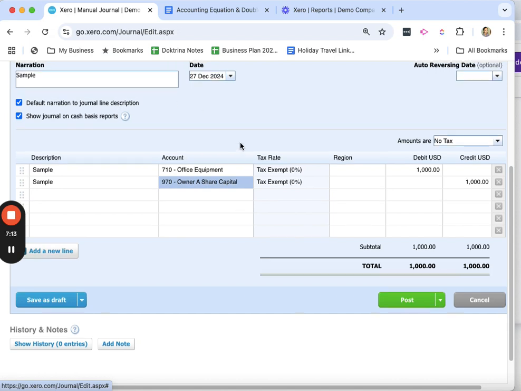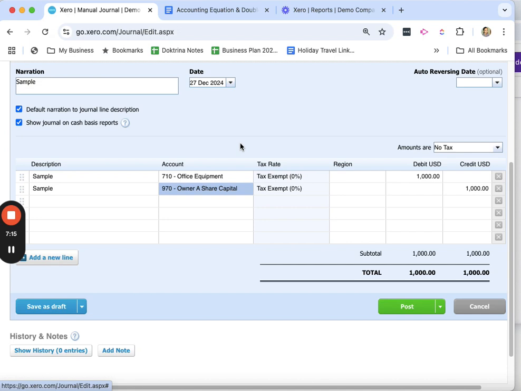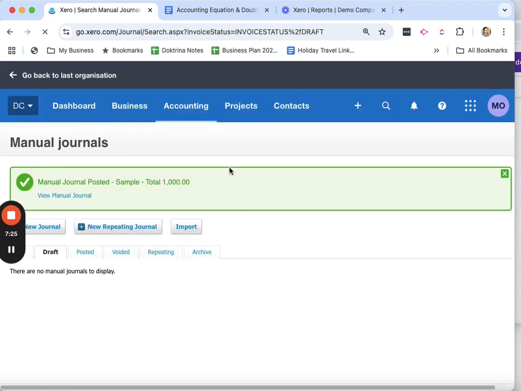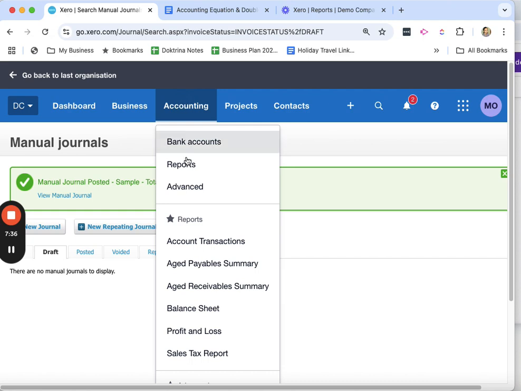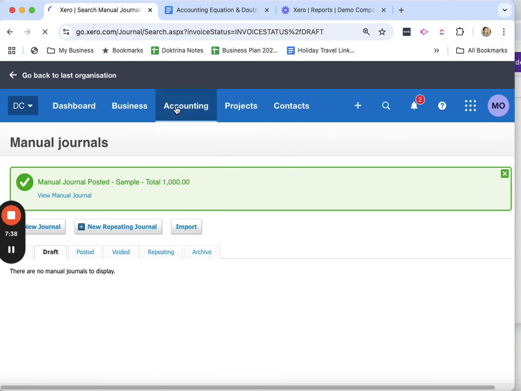Okay, so that is the journal. In Xero, it's called manual journal. In manual accounting, it's called the journal. Then you click post. And all of the reports in Xero came from, all of the reports in accounting came from the journals. Let me show you where the journal came from.